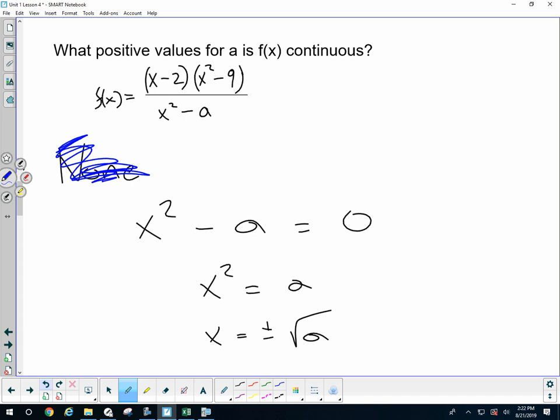Oh wait, it's positive. I was going to say, like, if a was negative and this is x squared plus a, then we'd be good because x squared plus a never equals 0. Like if I had a negative value in that square root, then I'd say, that doesn't work. But if a is positive, we can always take the square root of positive.